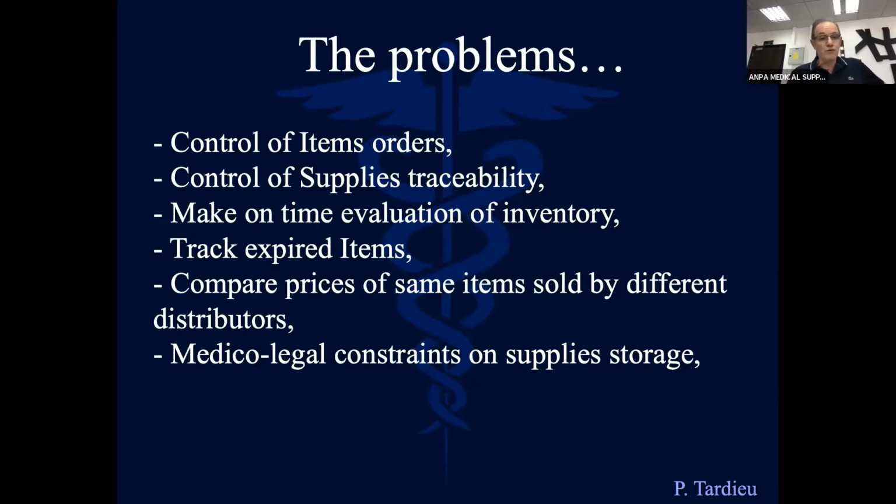So you need to control the traceability of supplies. For that, you need to have the step-by-step process, starting from the purchase order. Then you go to the delivery. Then you go to the payment. Then you go to the inventory. Then you go to the expiry date. And then you go to the patient's use.